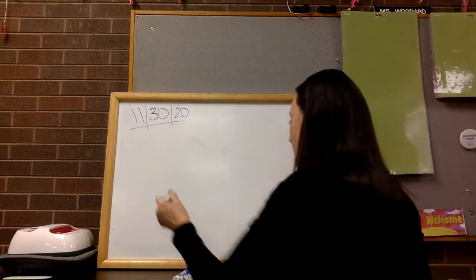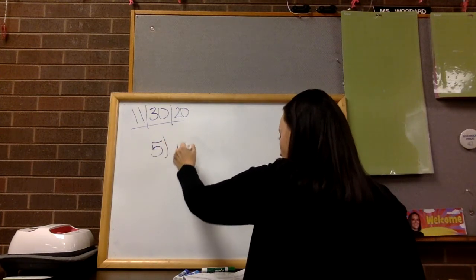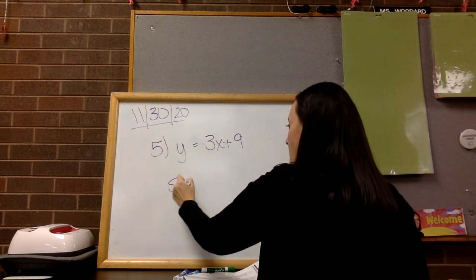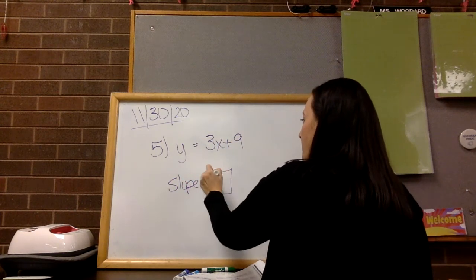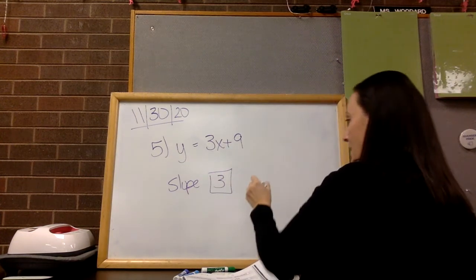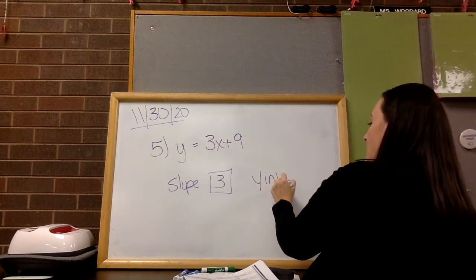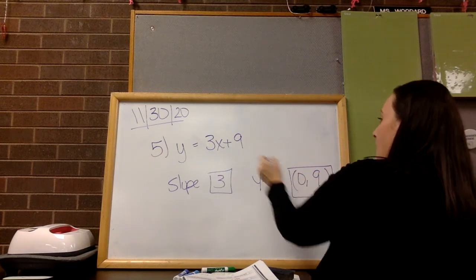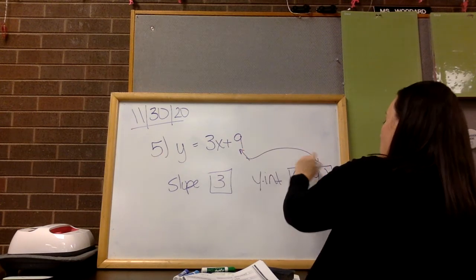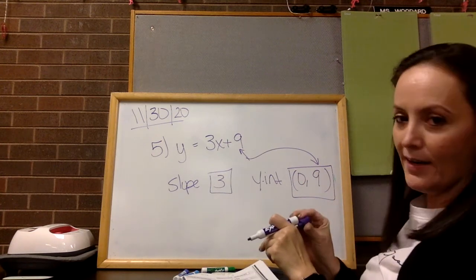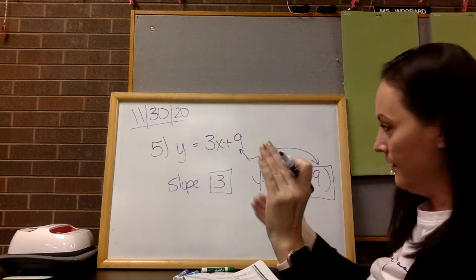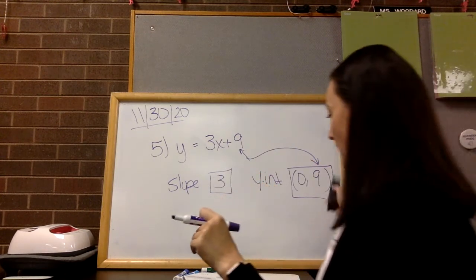All right, guys, I'm going to move on. Here's number 5. Number 5 looks like this: y equals 3x plus 9. You guys have got to come up with the slope is 3. And the y-intercept as an ordered pair is going to be (0, 9). That's my y-intercept. That's when x equals 0. So write it as an ordered pair, with the parentheses, (0, 9). All right, that's number 5.